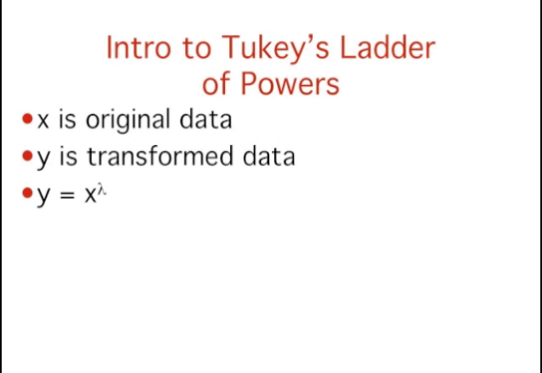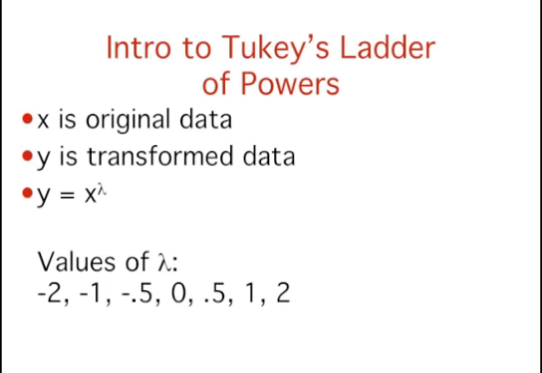Tukey in 1977 described an orderly way of re-expressing variables using a power transformation. The transformed variable y is therefore the original variable x raised to a power. Here we use the Greek letter lambda to indicate the power to which x is raised. The Tukey ladder of powers involves setting lambda to one of the values shown.